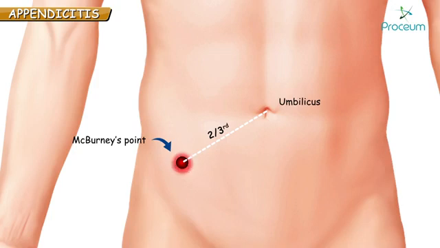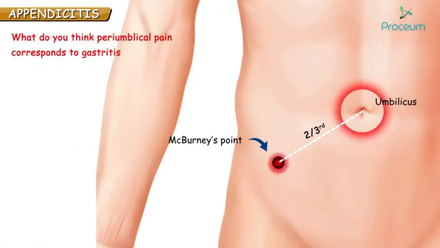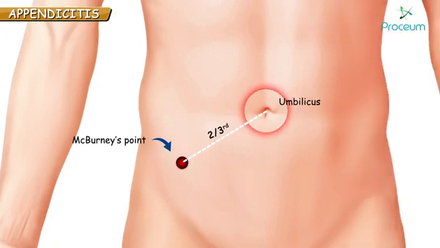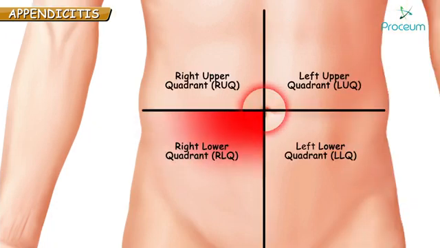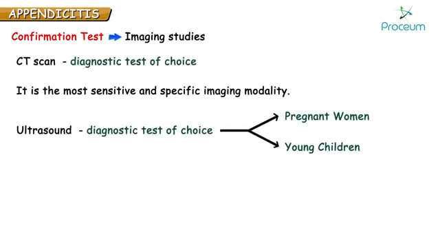the umbilicus. But I remember the pain started at the periumbilical region. So I think this is gastritis. Now here, don't get confused. Sometimes in appendicitis, pain may arise from the periumbilical region and may go to the right lower quadrant. But in order to confirm the diagnosis, you have to do imaging studies. Please remember, to confirm your diagnosis, you order a CT scan.